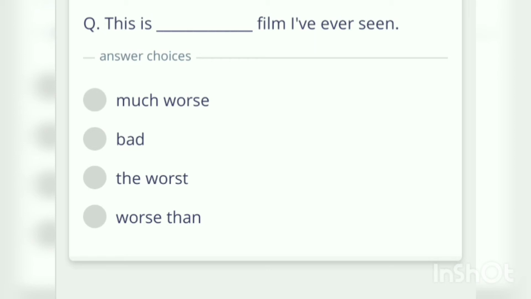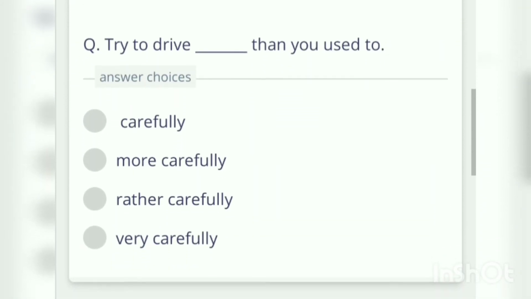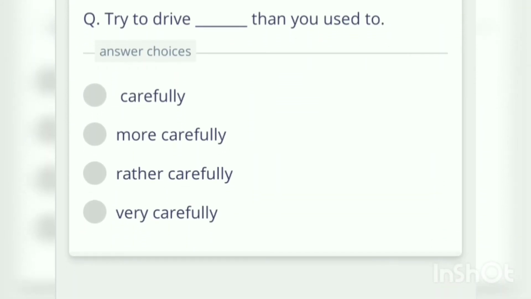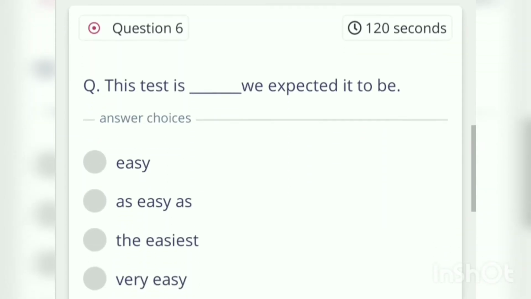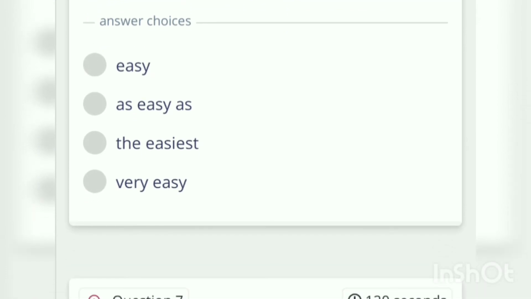Okay. This is dash film I have ever seen. Now next one, try to drive dash, then you use to. See, there are 4 options there, note down and write the correct answer. Okay, now we move on to the next question. This test is dash, we expected it to be. So there are 4 choices. Fill in with the right choice.